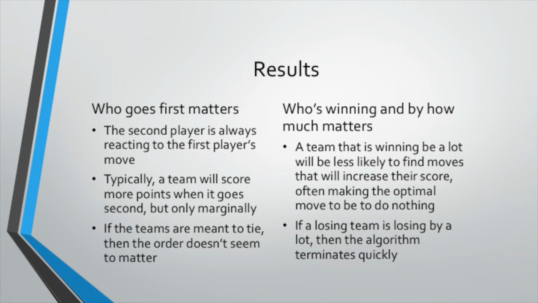I also noticed that who's winning and by how much usually matters. If a team is winning by a lot, then they will be less likely to find moves that will increase their score, which often makes the optimal move to be to do nothing. And if a losing team is losing by a lot, then the algorithm seems to terminate quickly because the team is a poor team and doesn't swim very fast.